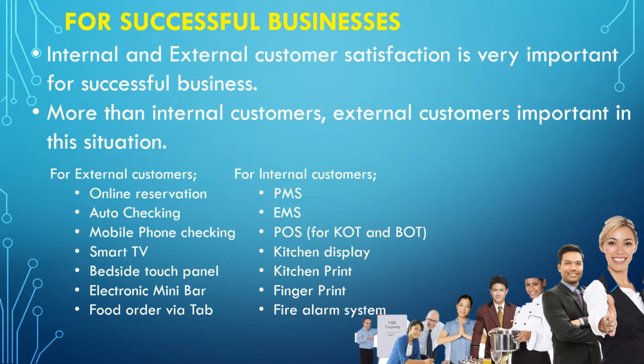EMS, the second one, EMS means energy management system, is another system related to the housekeeping department, connected to the key card. It saves more power, and that is an added advantage for the organization. POS especially goes to the F&B department. They can do KOT, BOT via the POS system. So it looks like a cashier machine, right? Then kitchen display, kitchen printer, fingerprint for HR, fire alarm system for the security system.